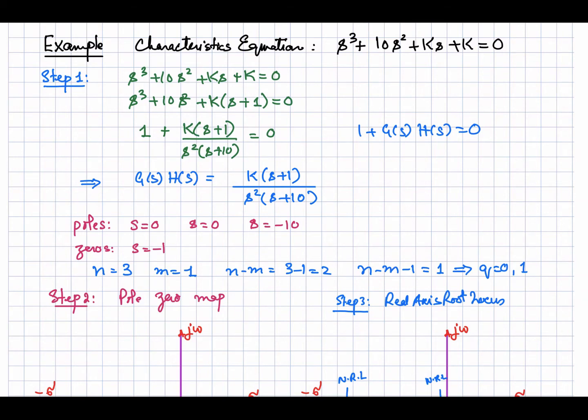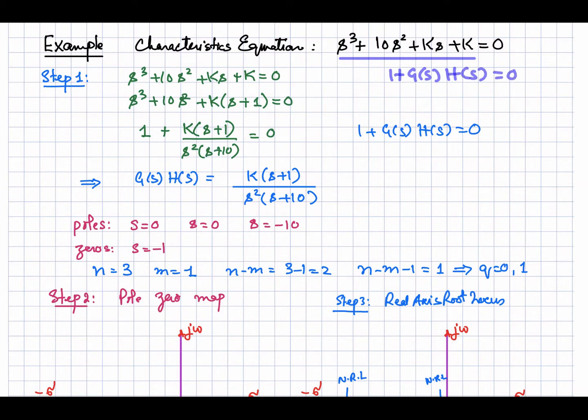The characteristic equation of the system is given to us, that is s cube plus 10s square plus ks plus k, and we need to sketch the root locus. So first of all, we will express it in the standard form, that is 1 plus G(s)H(s) equal to 0.